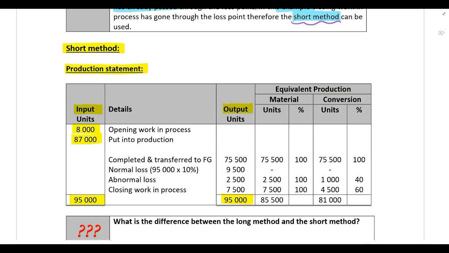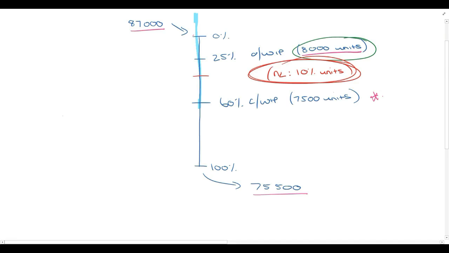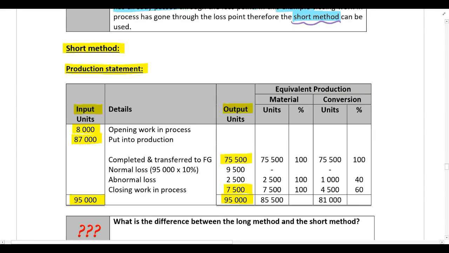Then, next step, output column must equal the input column. Then do the easy things over here. The easy things being the number of units that are completed in the period and the number of units that are sitting in closing work in process. Those are the easy calculations. Then do the normal loss calculation. Remember, with the normal loss calculation, I said start with these units over here. So start with the 95,000 and ask yourself, do I need to exclude opening work in process and do I need to exclude closing work in process?